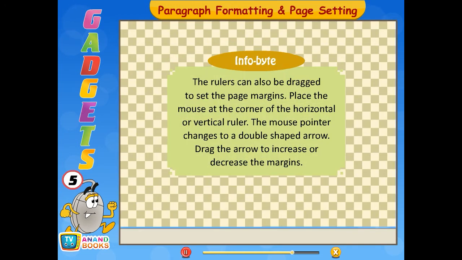Info Byte. The rulers can also be dragged to set the page margins. Place the mouse at the corner of the horizontal or vertical ruler. The mouse pointer changes to a double-headed arrow. Drag the arrow to increase or decrease the margins.